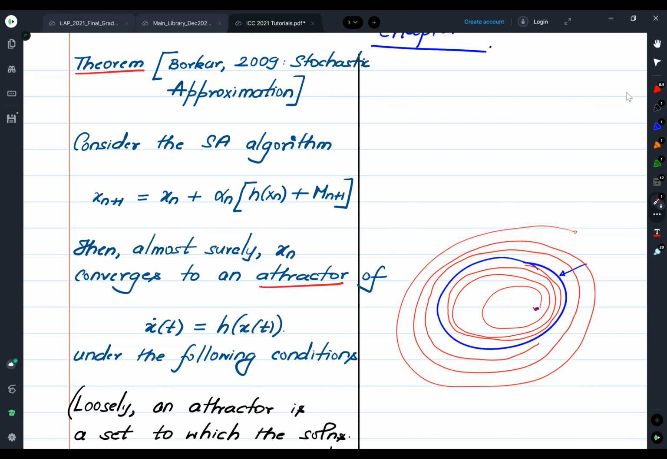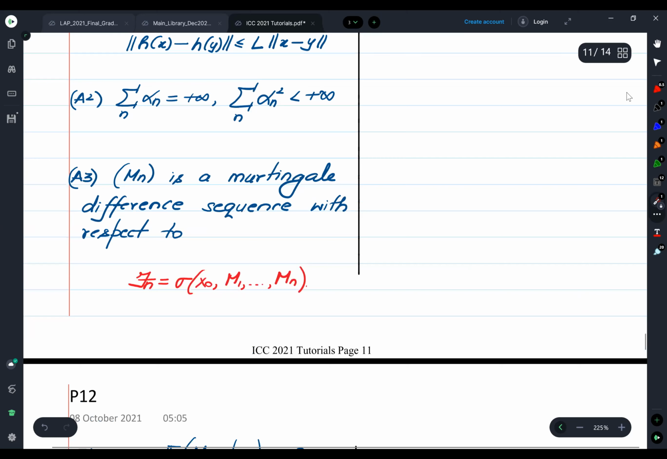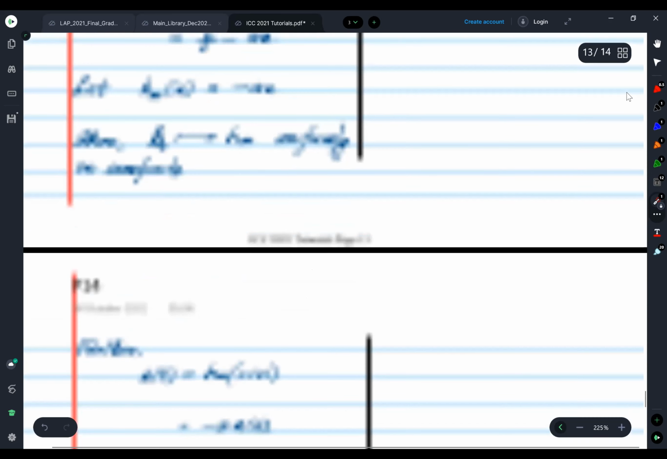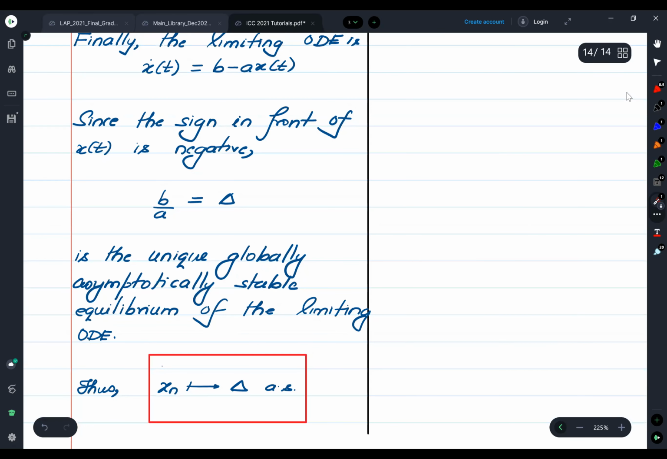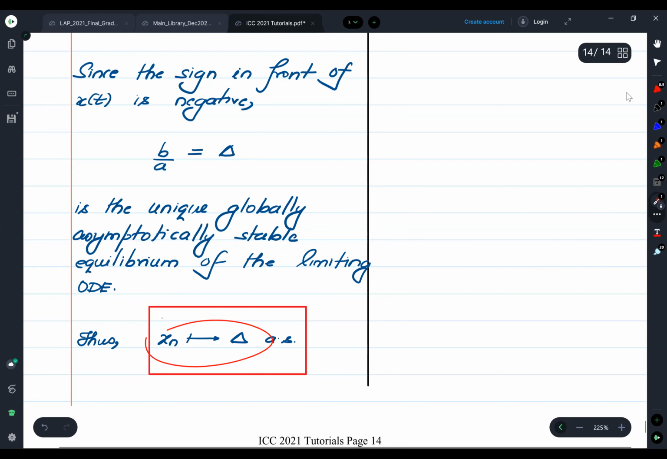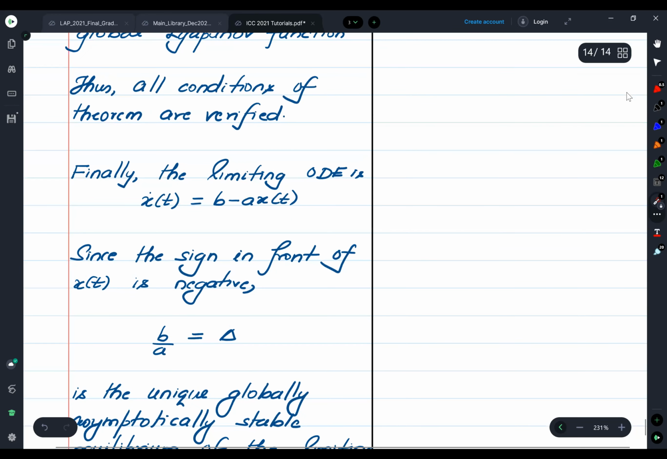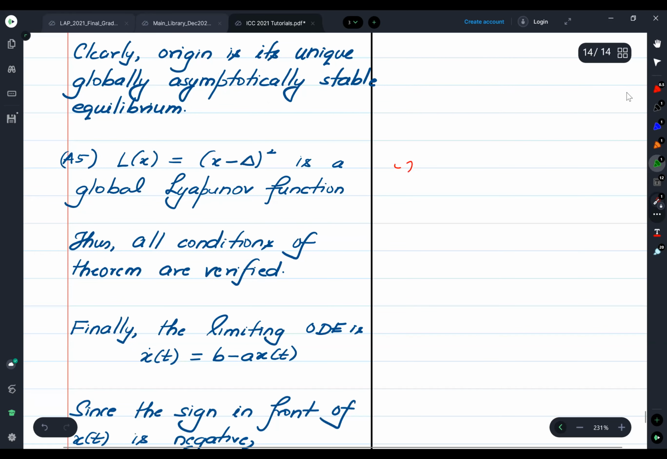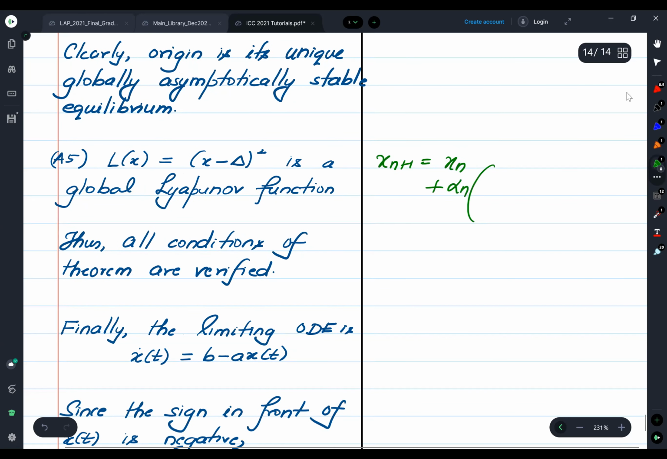So there were a bunch of conditions. One can verify all these conditions, but I don't want to spend time on that. We can verify all those conditions, and eventually one can show that the algorithm that I had shown for this web crawling problem indeed converges to delta almost surely. Just one last point: one can ask, why did I choose this algorithm of this form? If you remember the algorithm that I had chosen for estimating this delta, it had the form as I'm showing right now.